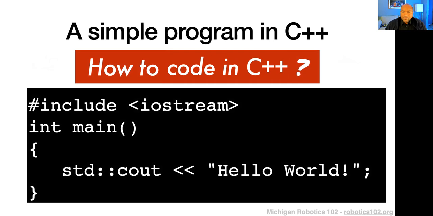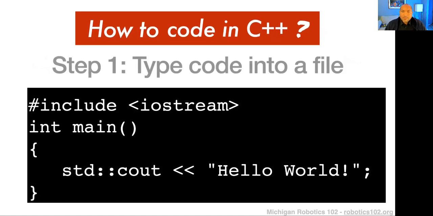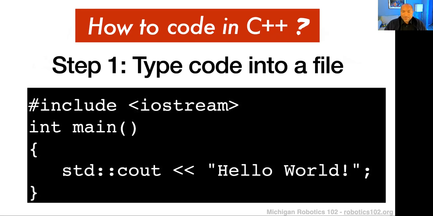So that is what C++ is, but what we'd like to really talk about today is how do you code in C++? How do you start to take your ideas and turn them into code and make them run on computers? For that, the first step is we have source code like this, and we're going to type that code into a file, and then we're going to get it to execute.